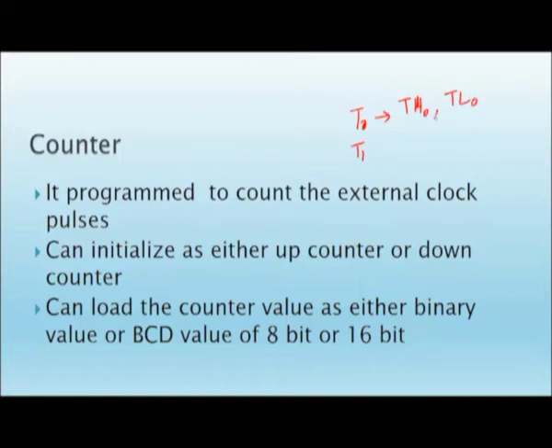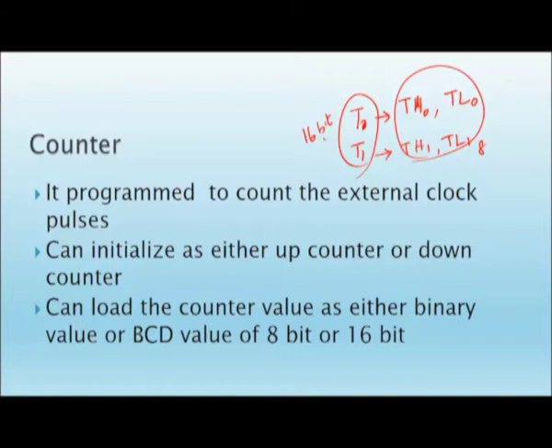They are denoted TL0 and TH0, the two 8-bit registers to initialize the 8-bit counter values. In the case of T1 it will be split as TH1 and TL1. So these are the four 8-bit registers, and these two are the two 16-bit registers. Based on your count value, if it is 8-bit you can use any one of the four registers. In the case of 16-bit you can use T0 or T1. Then the value will be in binary format or BCD format.